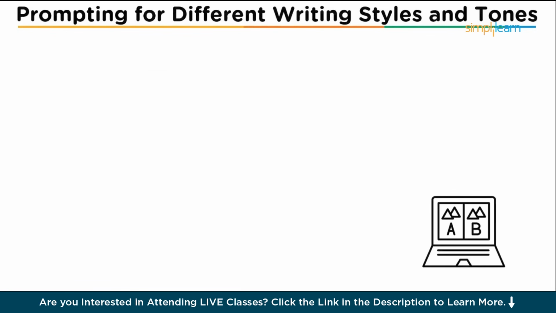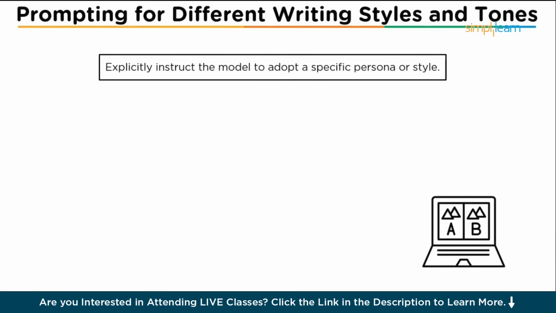A key aspect of guiding AI for writing is to explicitly instruct the model to adopt a specific persona or style, allowing you to control the output's character. This means you can go beyond just telling it what to write and also tell it how to write.